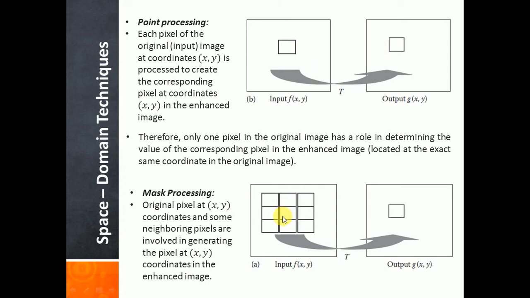As opposed to mask processing, where we're talking about this point in the middle. That point and its neighboring points, all of them are responsible for the output. This is your mask. In this example, the mask has 9 elements, but it can have more. From a 3x3, it could be a 5x5, or a 7x7 mask. This is an example of a 3x3 mask. So in point processing, the point is responsible for the point. In mask processing, the point and its neighboring points together are responsible for the point in the output image.